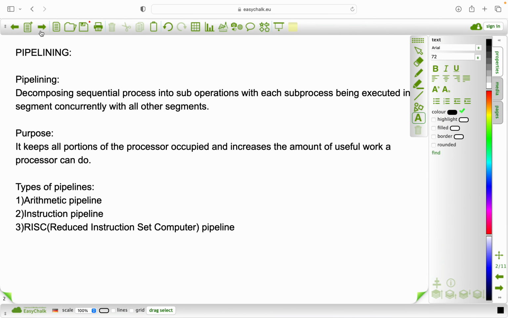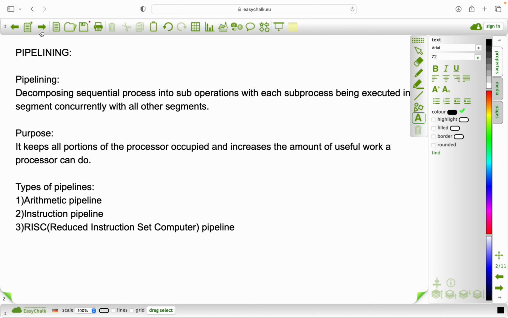Now, pipelining. What is pipelining? Pipelining is decomposing a sequential process into sub-operations, with each sub-process being executed in a segment concurrently with all segments. What does that mean? That means that we are going to take a process that operates sequentially in an order, and we are going to divide it into sub-operations. And these sub-operations we are going to execute in individual segments, and all the segments are executed concurrently, at the same time.